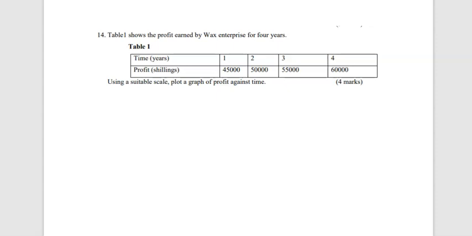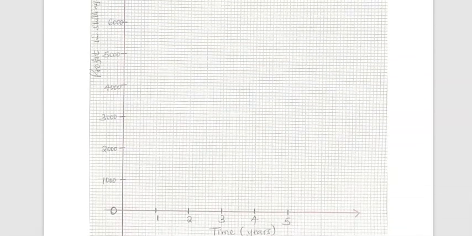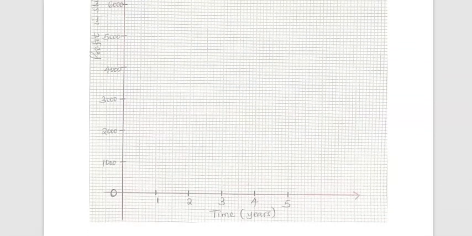So what you do here, we are supposed to plot a graph of profit against time. You draw your graph in this manner. Then we have the vertical axis where we have the profit in shillings, and the horizontal axis where we have time in years. So here you write 10,000, here you write 20,000, here you write 30,000, 40,000, 50,000, 60,000, and so on and so forth.